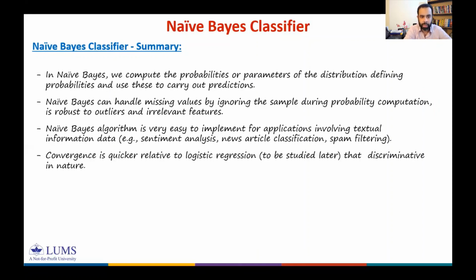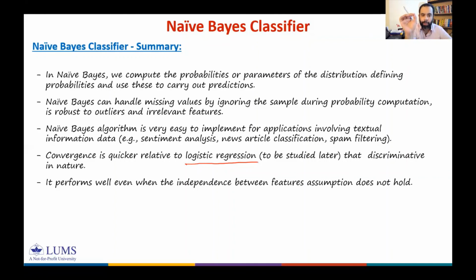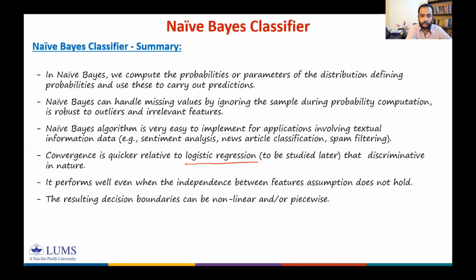In Naive Bayes, convergence is much quicker as compared to logistic regression, which we'll study next, and which is discriminative in nature. We will study logistic regression as our next topic. Naive Bayes performs well even when the independence assumption between features does not hold. And finally, the resulting decision boundaries for Naive Bayes can be non-linear and piecewise, and this makes the Naive Bayes classifier very attractive.